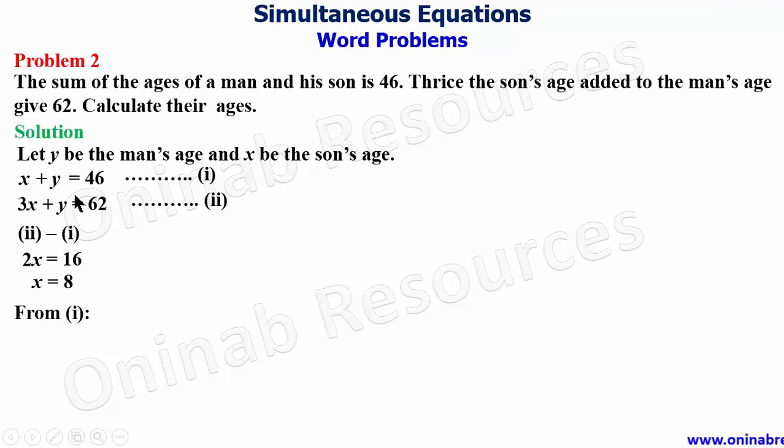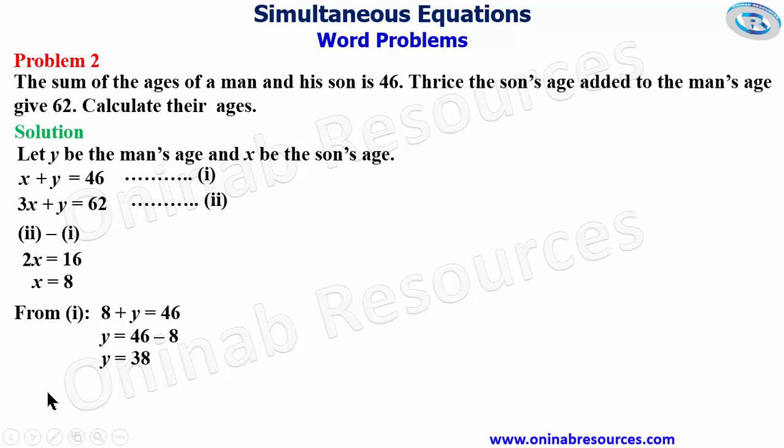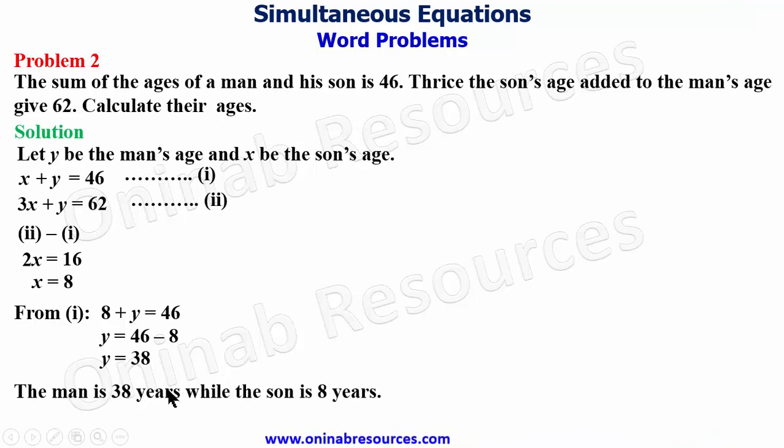Now from equation 1, we can substitute in the value of x to get the value of y. So we have 8 plus y is equal to 46, where y is equal to 46 minus 8. And that gives y to be equal to 38, which means the man's age is 38 years. So we conclude the man's age is 38 years while the son is 8 years. And that's all for problem 2.